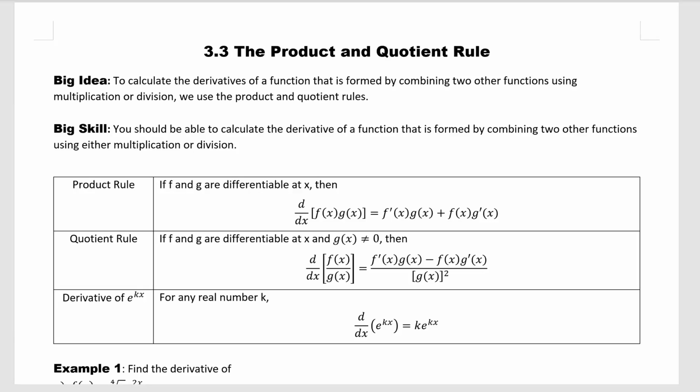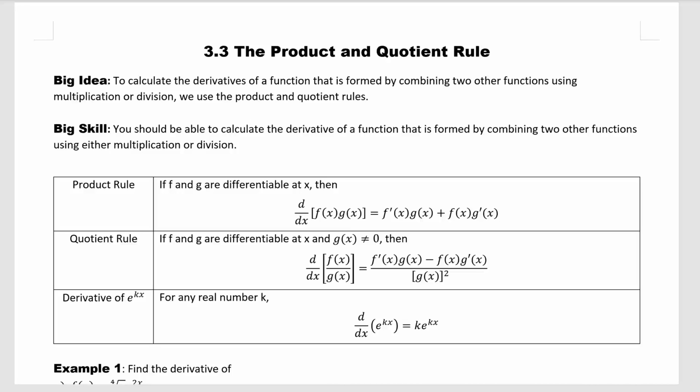Hi everyone. Today let's talk about section 3.3, the product and quotient rule. Big idea: to calculate the derivative of a function that is formed by combining two other functions using multiplication or division, we use the product and/or quotient rule. Big skills: you should be able to calculate the derivative of a function that is formed by combining two other functions using either multiplication or division.